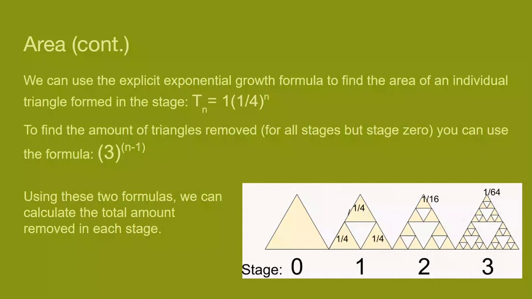Now, with stage 2, we can calculate how many triangles are going to be removed. So, we take 2 and place it in the place of n. 2 minus 1 is 1. 3 to the power of 1 is 3. So we know that 3 triangles with the area of 1/16 are going to be removed. Otherwise, you could say 3/16 of the area of the triangle is going to be removed in stage 2.